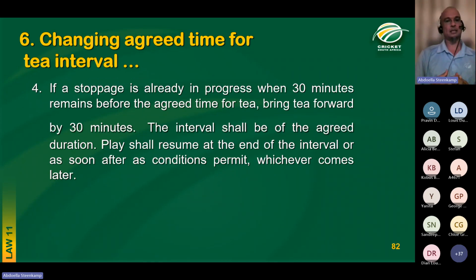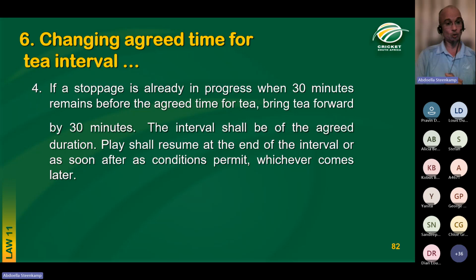Again, this is to maximize time when it comes to your tea interval. So point number 4 is telling us, our tea is at 3 o'clock and a stoppage is already in progress when we get to 30 minutes before the agreed time for tea. So what do we do? Here, the law tells us we will bring tea forward by 30 minutes. I'll use an example to illustrate this, our tea being at 3 o'clock. It starts raining at 14:20. What happens next? Can we take an early tea when it starts to rain at 14:20?